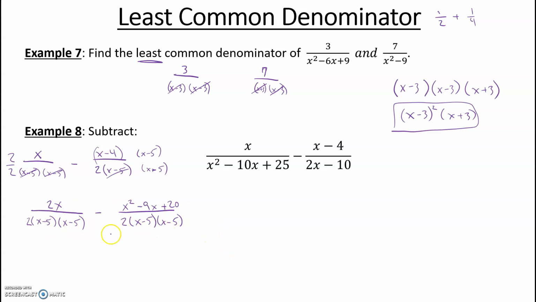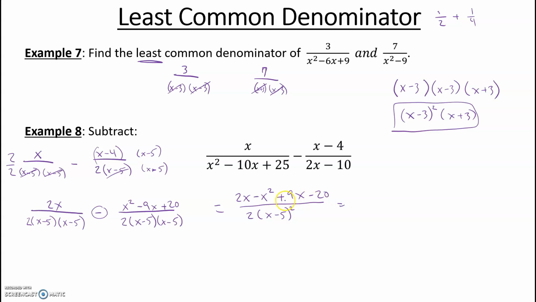Now that we have a common denominator, we can go ahead and do our subtraction. Again, make sure with subtraction, it distributes to all of this. You're subtracting x squared, you're subtracting -9x, you're subtracting 20. So up top, we're going to have 2x minus x squared. Minus negative becomes plus 9x and minus 20. Over, I'm going to go ahead and make this x minus 5 squared. So 2 and then x minus 5. We have 2 of those.